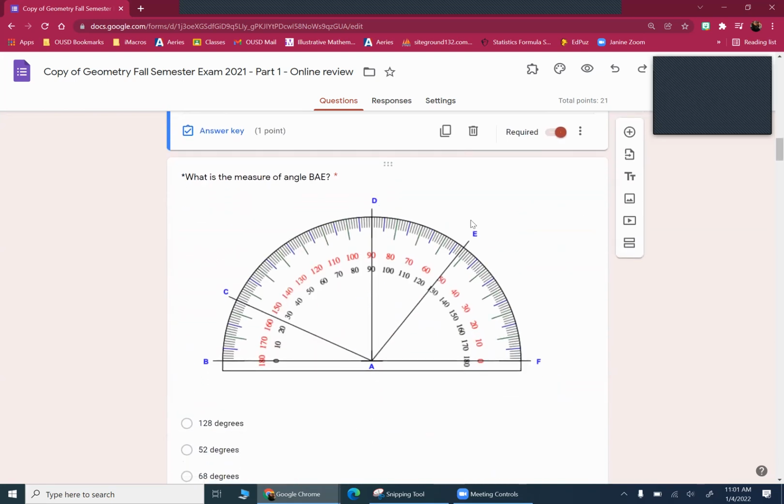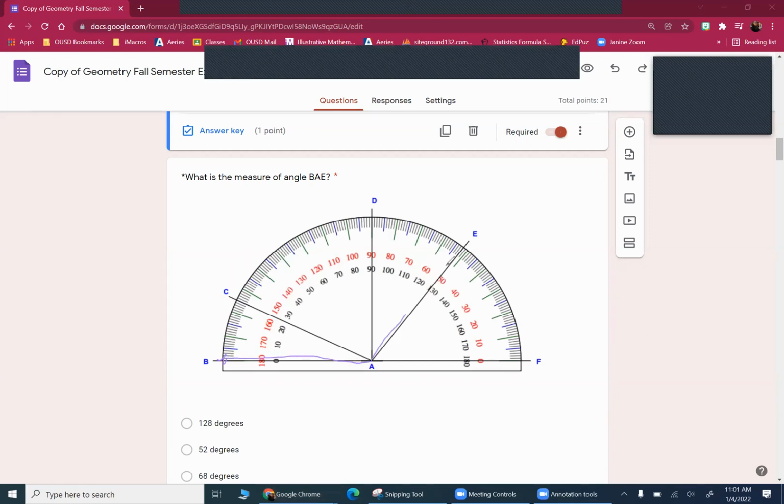Okay, only trick here is you have to find BAE and then read it. So once again, we are from B through A to E. That's definitely an obtuse angle. So we're going to read, in this case, the inside numbers on this one because I'm getting bigger, bigger, bigger, bigger, bigger. So go past 120. There's 125 right there. So this is like 128. Oh, and there's the answer.